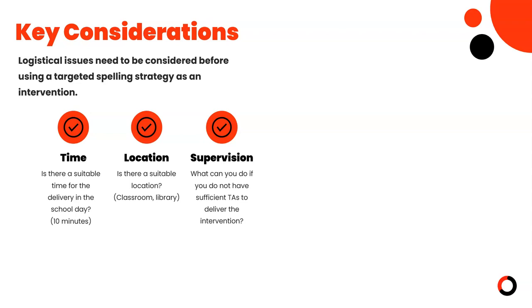Well, if you don't have sufficient TAs to deliver a targeted intervention, please visit the trials that we have, because we have this as a class level 1 as well. So that can be delivered by a teacher as a whole class, but that does use class level randomization.